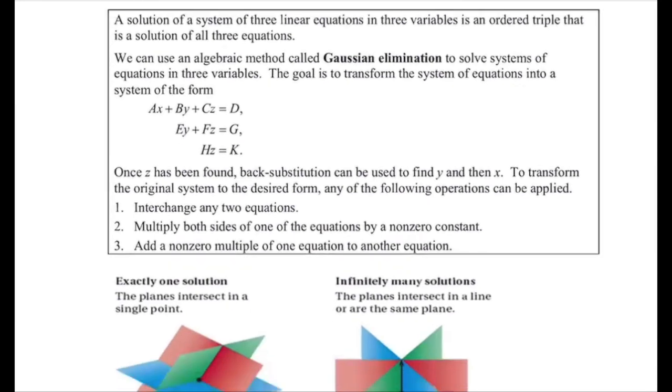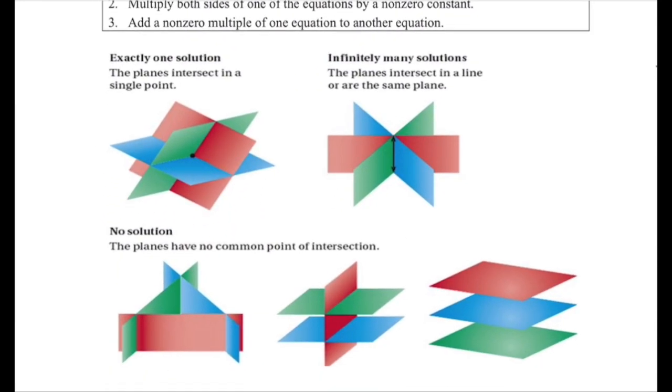There are 3 options for the types of solutions that we could have. Since we're looking at 3 variables, we're in 3 dimensions. So there could be exactly one solution where all of our planes intersect at a specific point. There could be infinitely many solutions, in which case our planes are intersecting on a line. Or no solution, where all 3 planes do not have a common point or intersection.